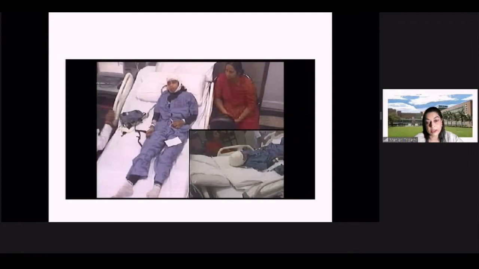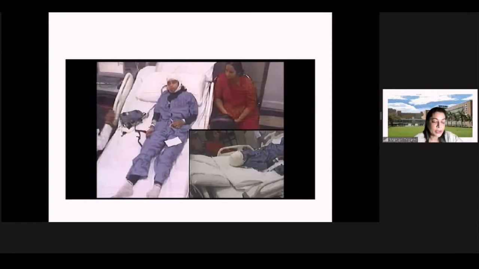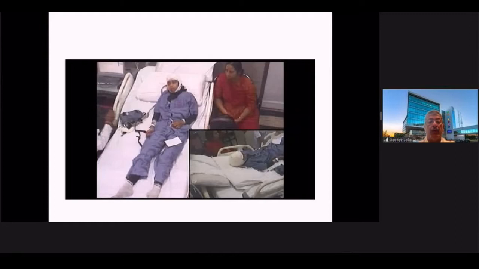Any autonomic symptoms? No sweating, no piloerection, no palpitations, nothing such. Manjari, I'd like to see the second seizure.